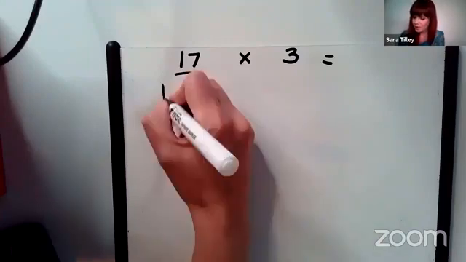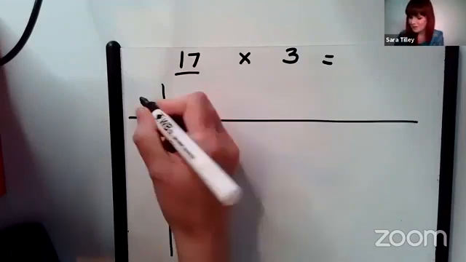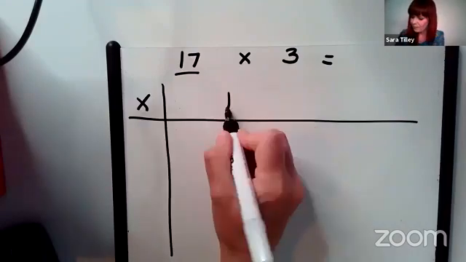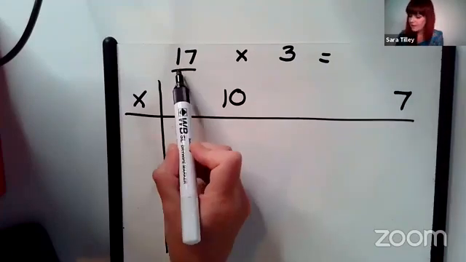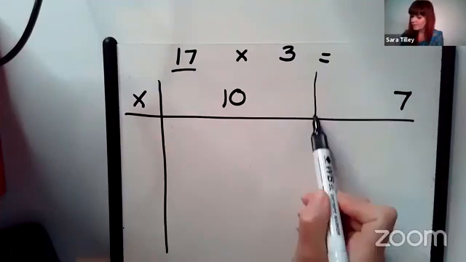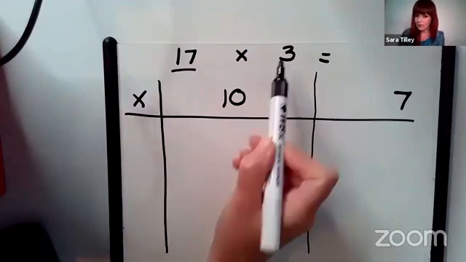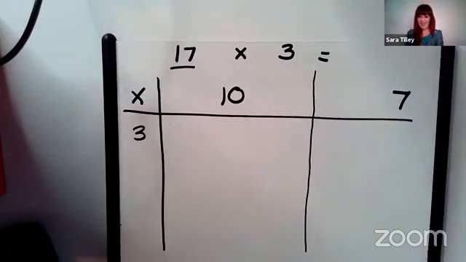It's called the grid method because it looks like a grid. And you might have seen it at home. You might have seen it sent home from school. So we partition this 17 into a 10 and a 7, and then we're going to multiply it by 3. So that's how we set it out.